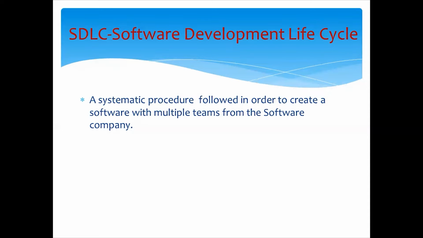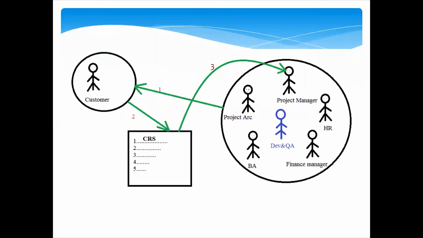how the software company will be, how the people will be, and what the different teams will be. If you see here, a customer will be there, and he's the main person here. We are getting the requirements from him, so the customer is mandatory for us. From him only we are getting the requirements to develop a software.